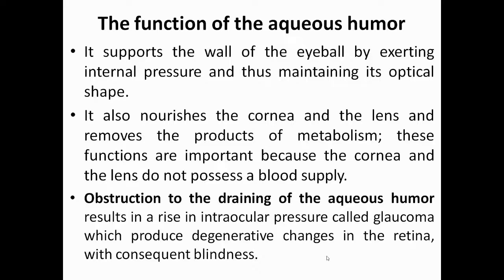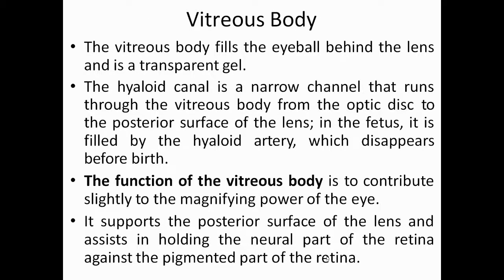What will happen if there is obstruction to the drainage of the aqueous humor? There will be a rise in intraocular pressure, which is called glaucoma, which produces degenerative changes in the retina with consequent blindness. Now we will see the vitreous body.